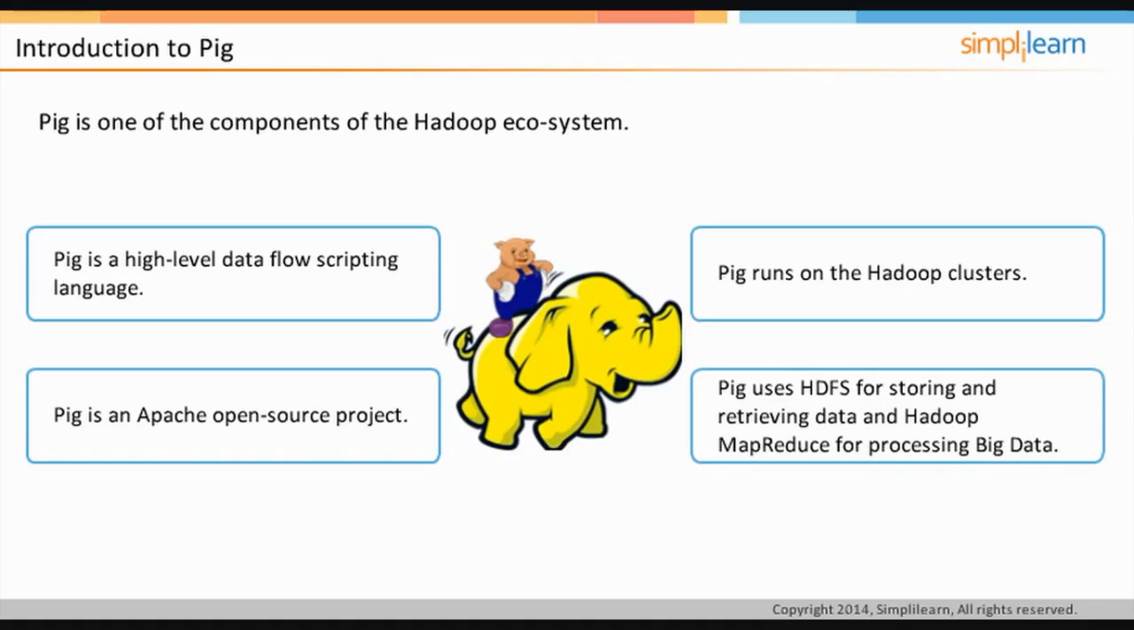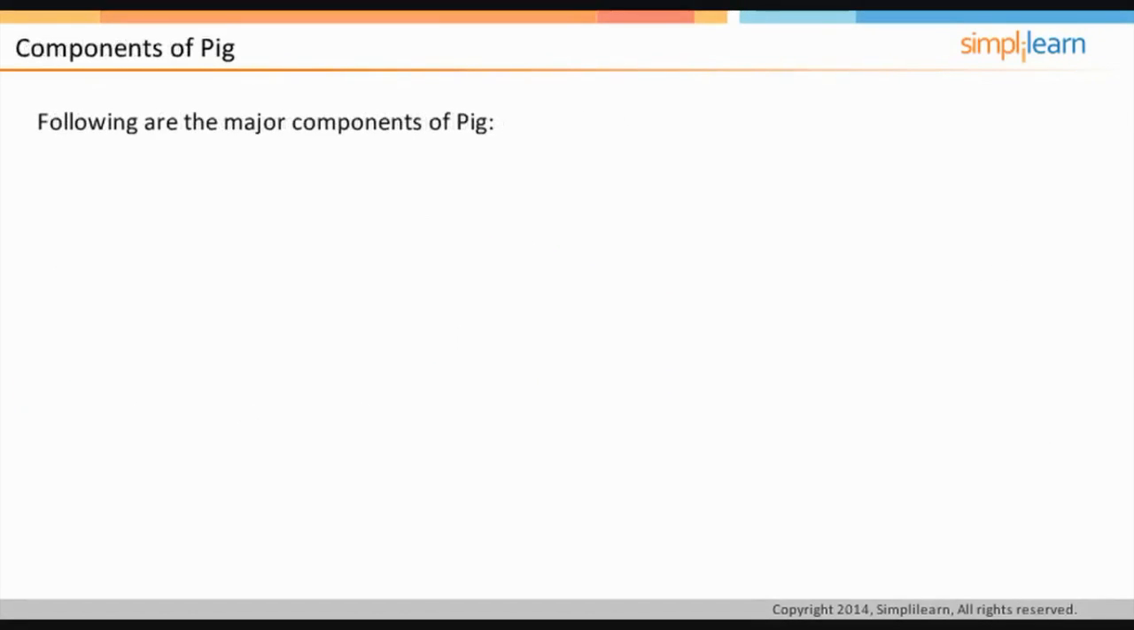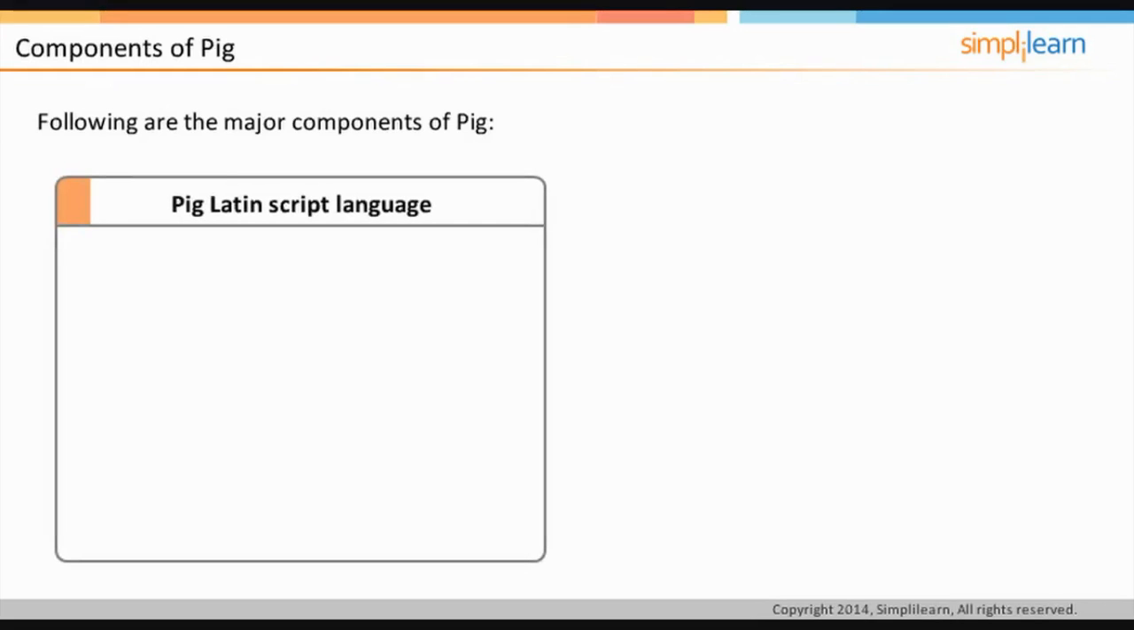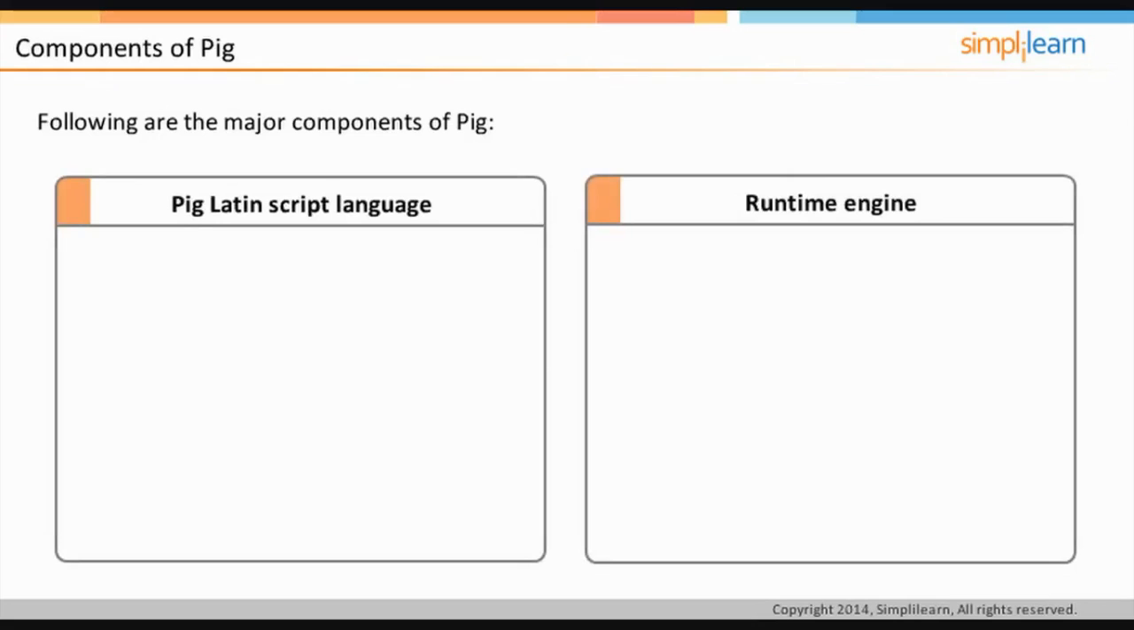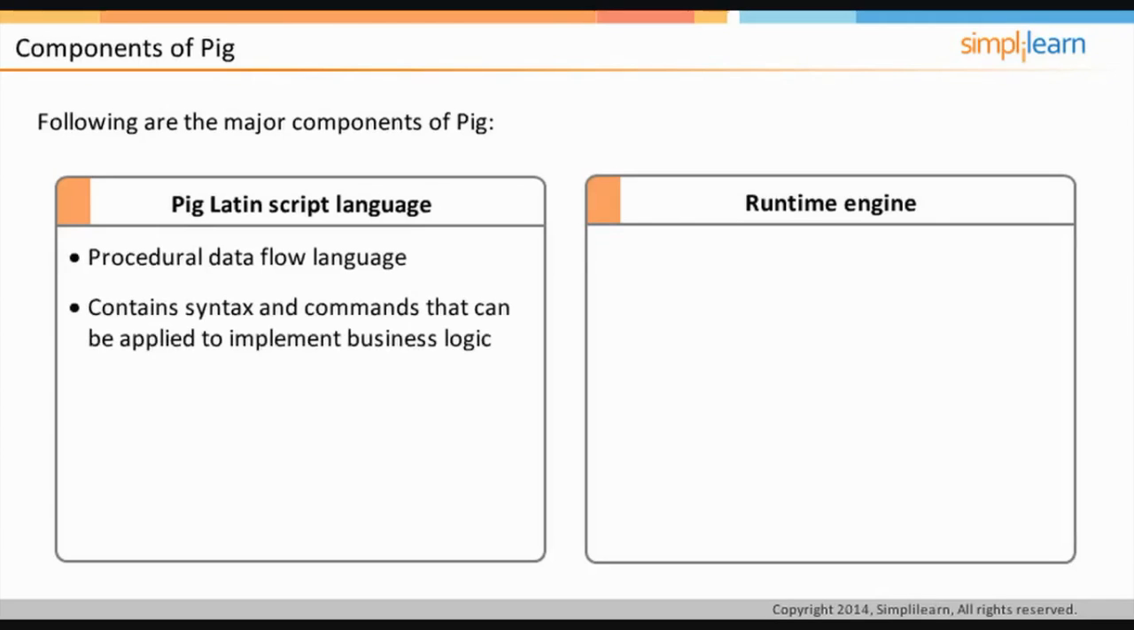In the next screen, we will learn about the basic components of Pig. The two major components of Pig are the Pig Latin script language and a runtime engine. The Pig Latin script language is a procedural data flow language. It contains syntax and commands that can be applied to implement business logic. Examples of Pig Latin are load, store, etc.